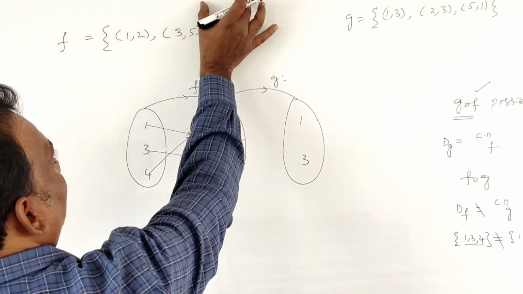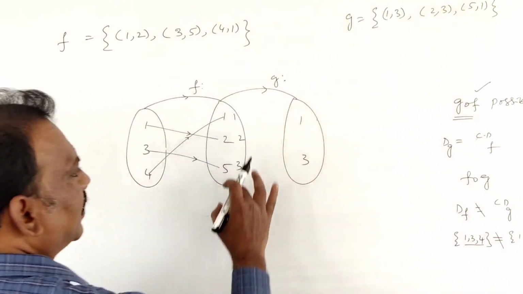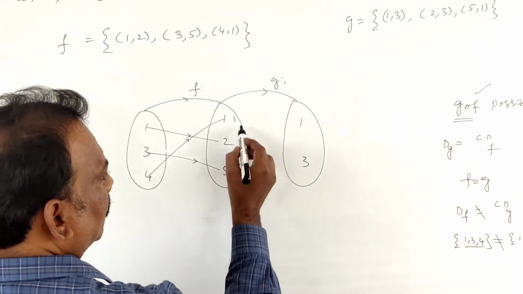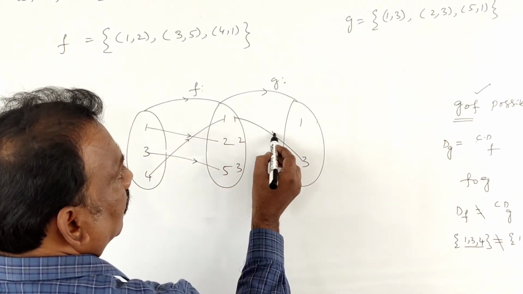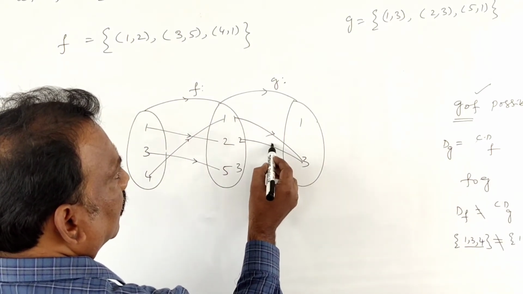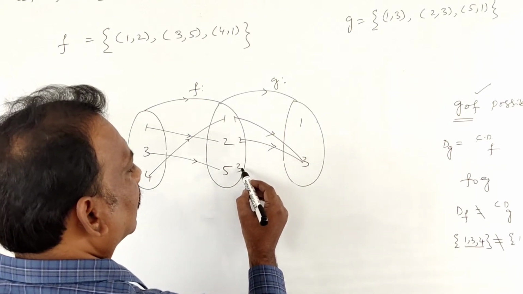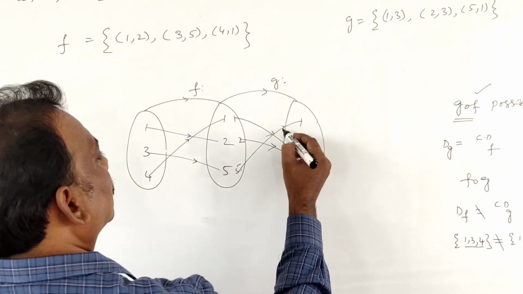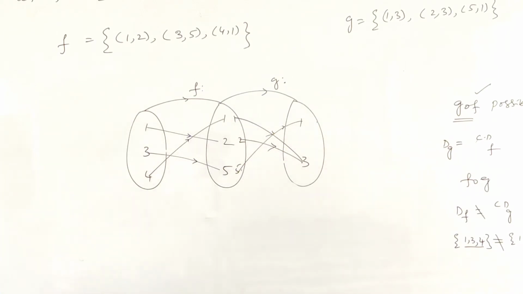F function codomain, G function domain, the same way. So how does G map? 1 to 3, 2 to 3, 5 to 1. So now what is G circle F?